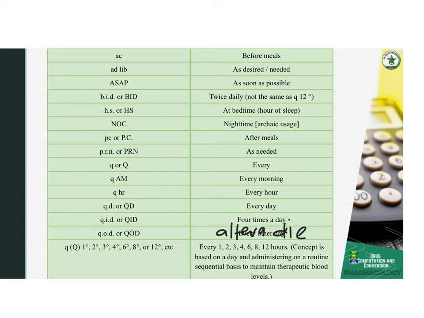Okay. So next we have the Q1 and we have this symbol right here, kanang degree symbol. It represents hour. So if it's Q1 and then there is a degree sign, that's every hour. Or Q2, that's every 2 hours. Or Q3, 3 hours, and so on and so forth.